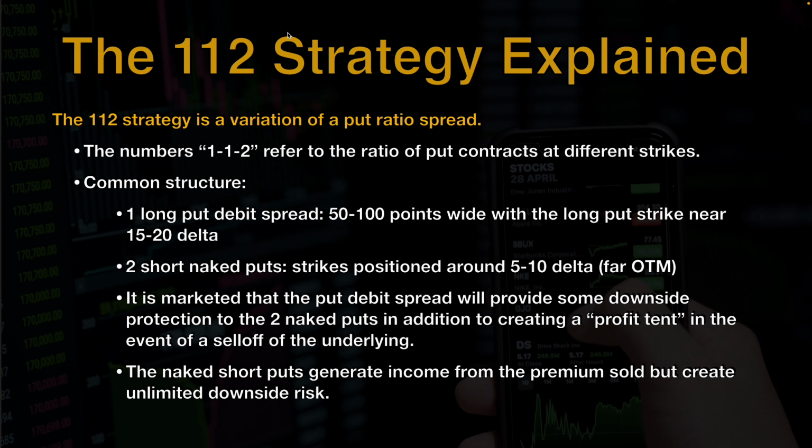It is marketed that the put debit spread will provide some downside protection to the two naked puts, in addition to creating a "profit tent" in the event of a sell off of the underlying. The naked short puts generate income from the premium sold, but create unlimited downside risk.